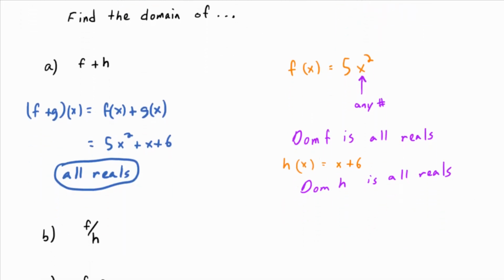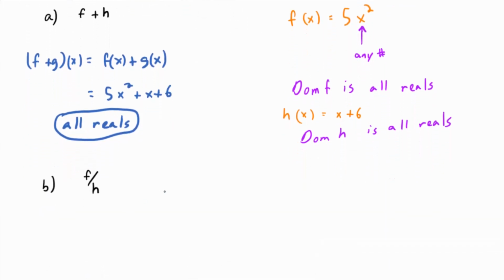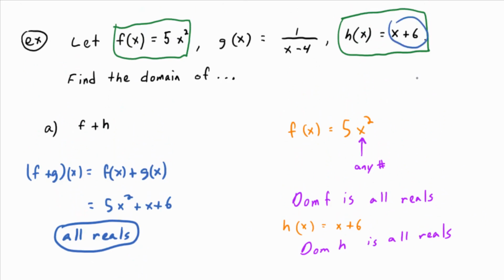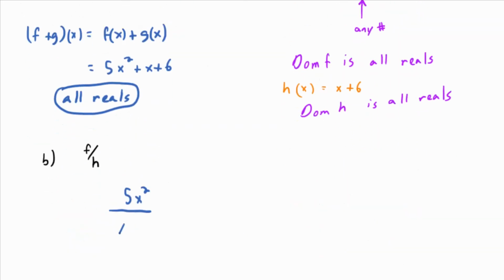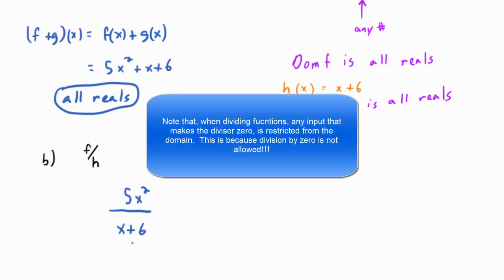So I'm running a little low on time, so obviously I won't write anything down for part B, but hopefully it's clear. If you take f, which was 5x squared, I guess I lied, I'm going to write a little something down. If you take f, which is 5x squared, and you divide it by h, which is x plus 6, what is the problem child going to be, you guys? What input's going to cause real trouble here? No, 0 is fine because you get 6 in the denominator if you plug in 0 for x. Negative 6 is the problem child. So the domain would be all reals except negative 6, right?